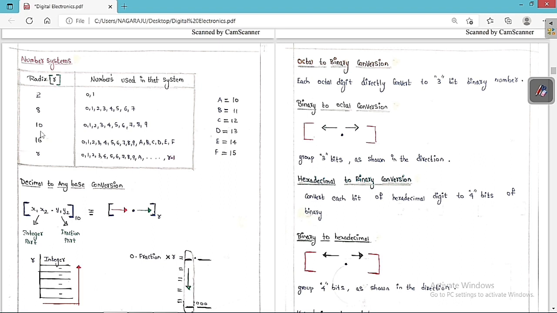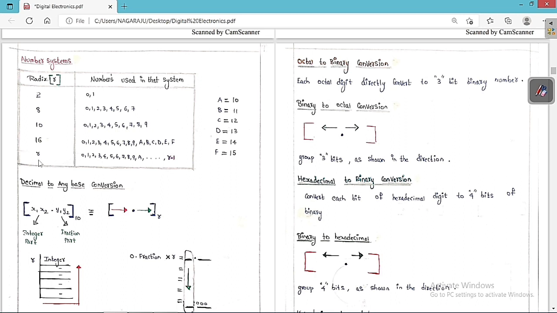Then comes the decimal number system. The decimal number system has a radix of 10, which means we choose 10 digits: 0, 1, 2, 3, 4, 5, 6, 7, 8 and 9. Then comes the hexadecimal number system, where the radix is 16. That means 16 digits, starting from 0, 1, 2, 3, 4, 5, 6, 7, 8, 9, then A, B, C, D, E and F. A is 10, B is 11, C is 12, D is 13, E is 14 and F is 15.